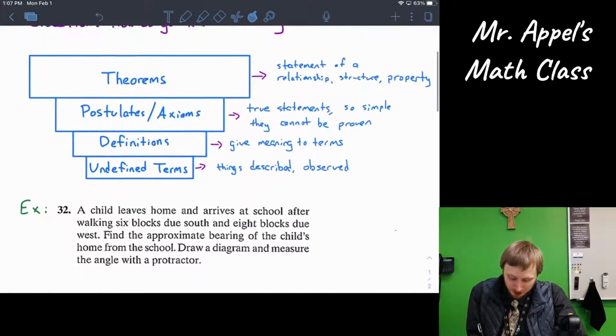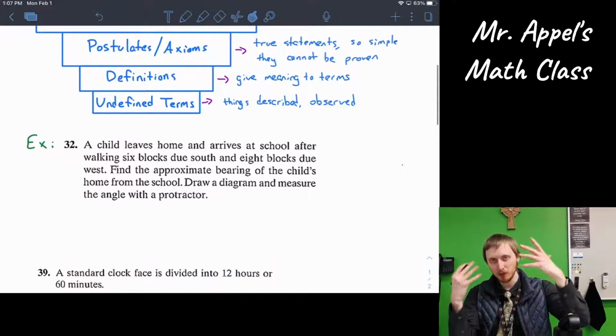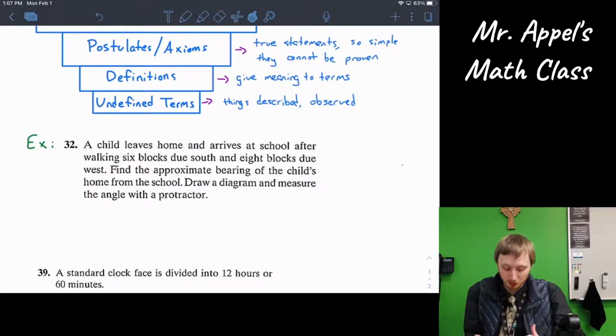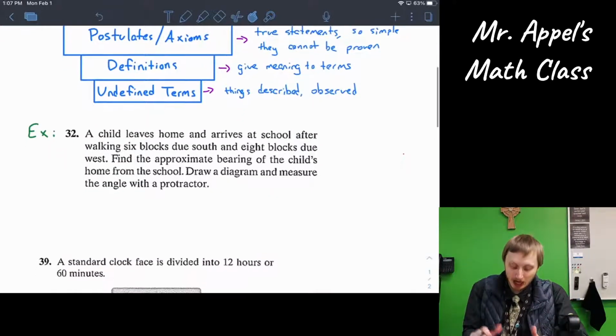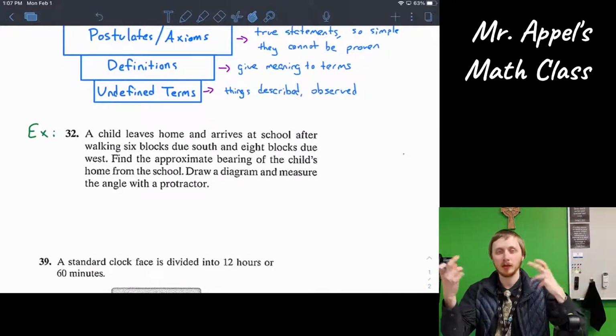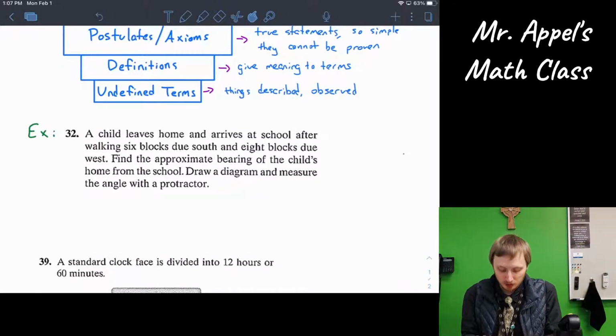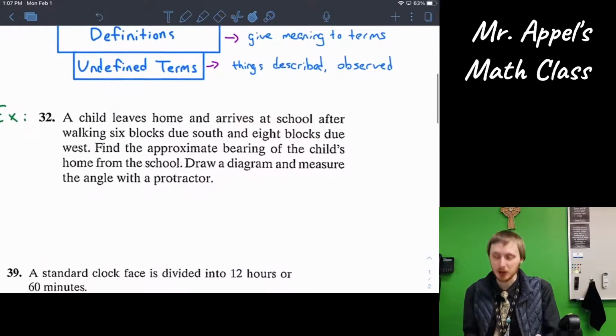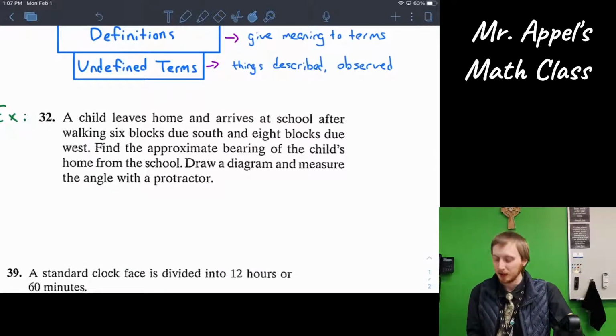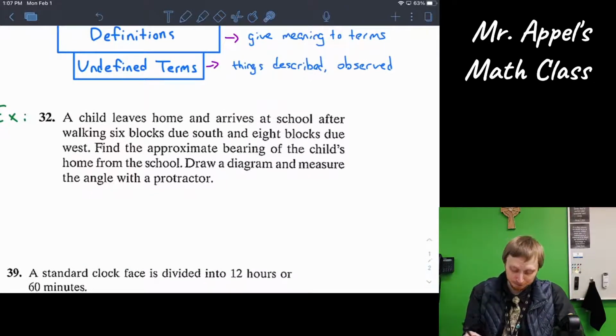So as I go through these, I'm not just going to walk you through a solution to the problem, but I'm going to try to highlight what knowledge content the problem draws off of. So let's look at our first example.